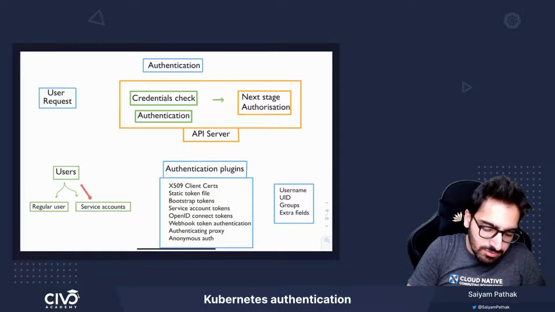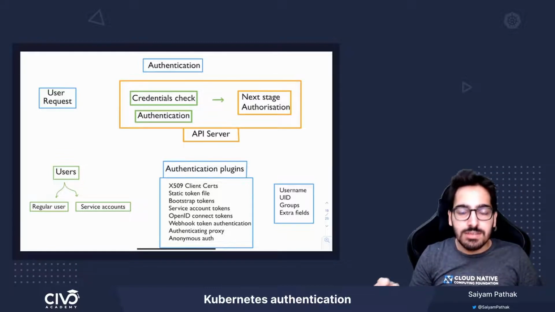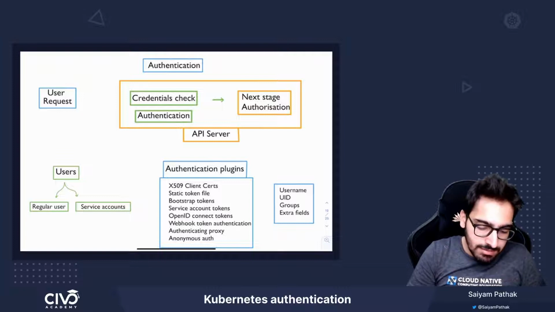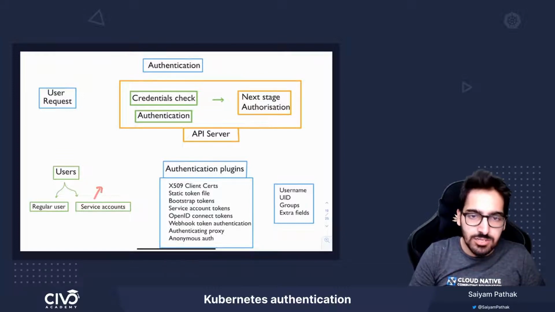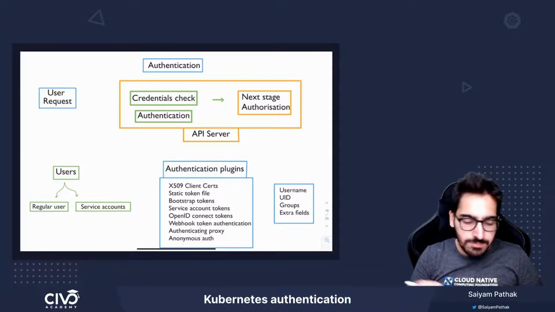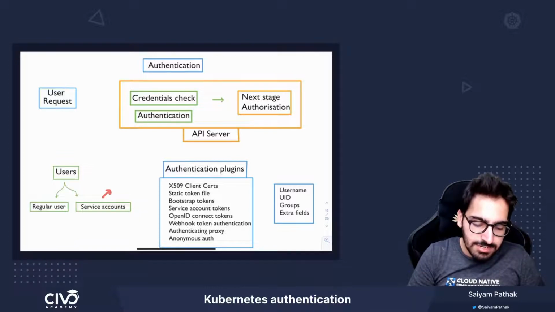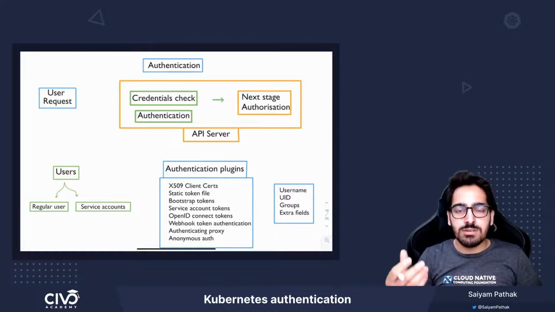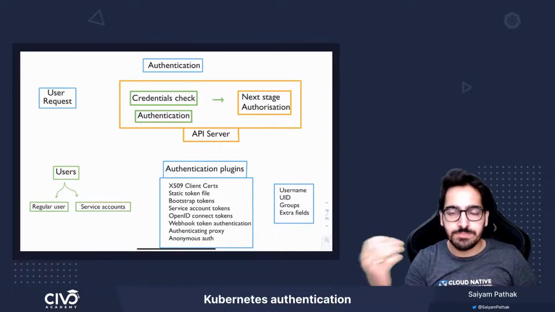Now service accounts are Kubernetes objects and the Kubernetes API handles them. They are created as a Kubernetes object called service account. Each service account is associated with a secret and each secret has a token. And that particular token is used for authentication.